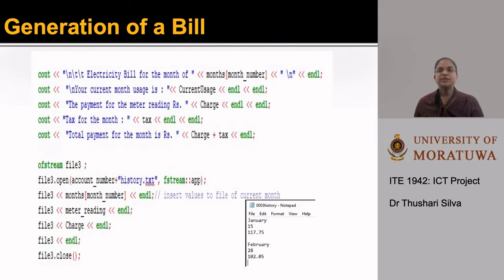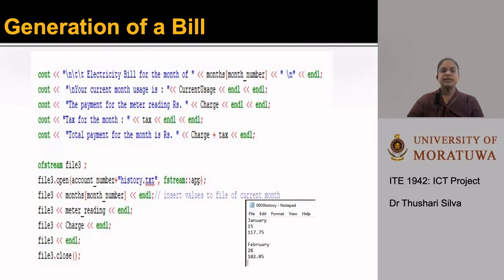So highlighting the way that it stores the values in files. Normally for each consumer, there will be a separate file, and that file will store all the values, monthly recordings, and the pending values. So handling files is critically important to get the outstanding and also compute the correct bill.